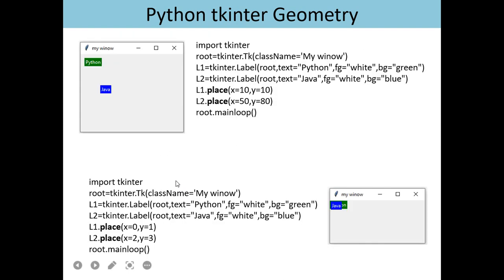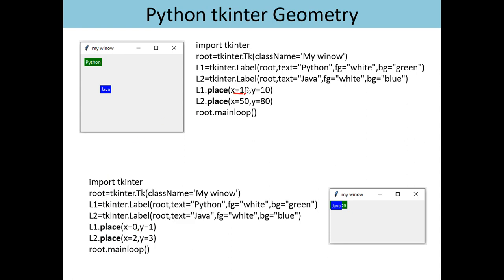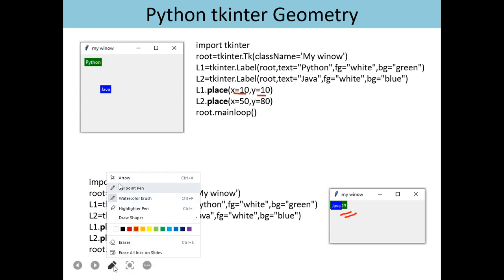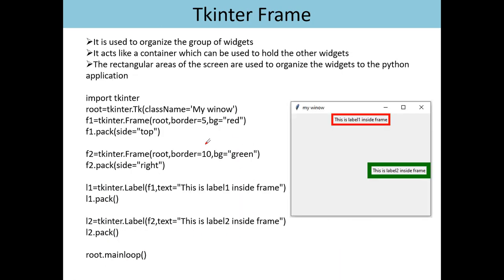Okay, so the next one is geometry, place. See here, in place, you have to specify the x and y components. You have to specify x equal to 10 and y equal to 10. So at the x pixel position and y pixel position, these components will be placed. See here, there is a maze. You are specifying x equal to 0, y equal to 1, x equal to 2, and y equal to 3. So it has been overlapped. Pixels are very tiny spaces. So that's how you can use place.